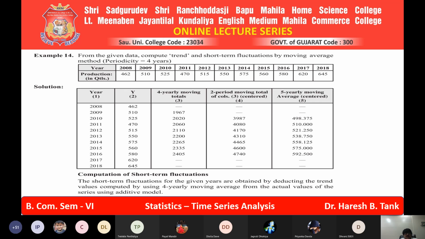Are you getting 4 yearly moving averages like it is shown in the last column? Yes, sir. But sir, why is it written 5 yearly moving average? There is a mistake in this PowerPoint presentation. It is not 5 yearly, it is 4 yearly. It's a typo mistake.